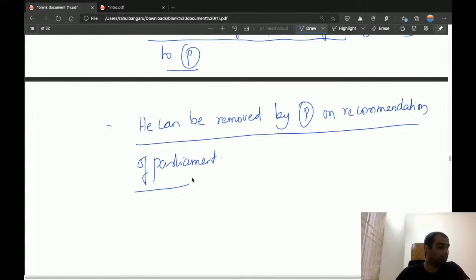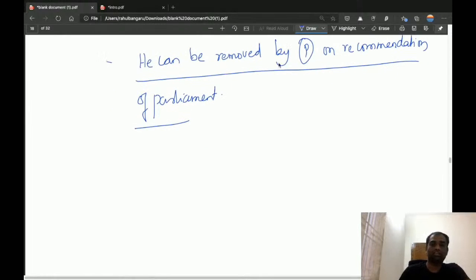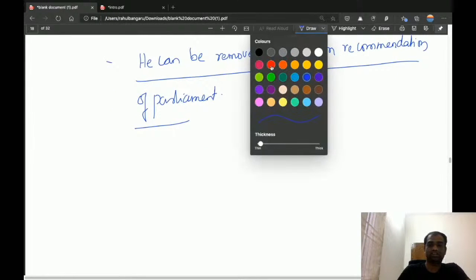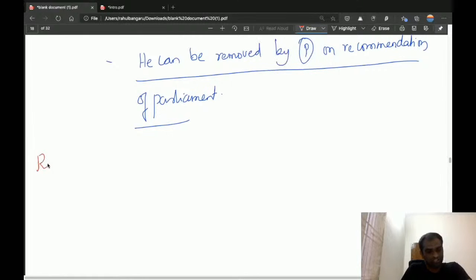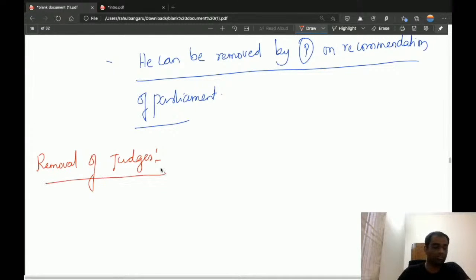Okay, so the next topic that we are going to look at today is the third condition: removal of judges. Before going into this topic, if you have any doubts, please ask right now.